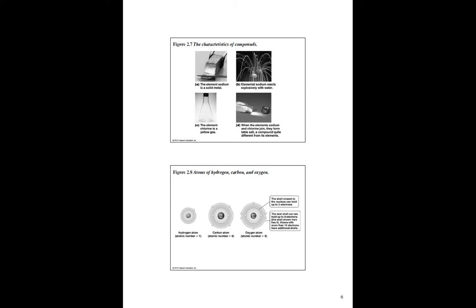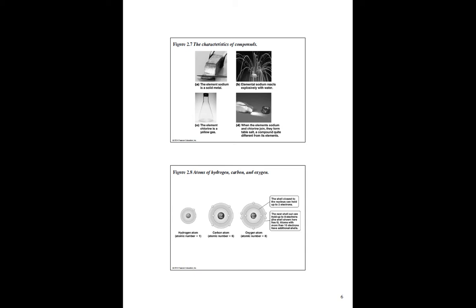And the type of chemical bond between sodium and chlorine is an ionic bond, where one atom gains an electron and the other atom loses an electron. And we can see table salt is very different from the properties of the atoms that make up that compound. So if we look at, for example, hydrogen atoms, a carbon atom, and an oxygen atom here, we can see that the electrons are found around the outside.